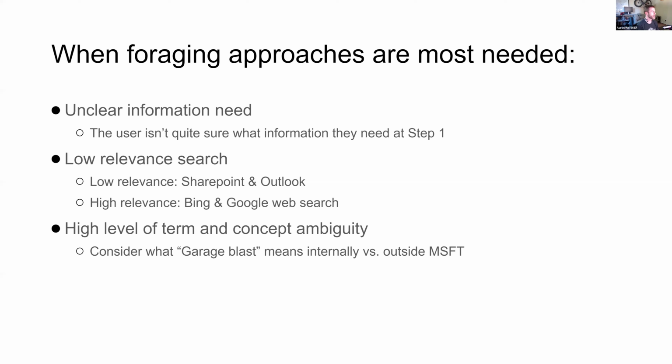I just want to call out that these kinds of approaches are really important when an information need is unclear. When we're dealing with low relevance search, if you've ever searched Gmail or Outlook, you know what I'm talking about. And especially when there's a high level of term and concept ambiguity, like at least inside of Microsoft, Garage Blast has a very particular meaning, and it has nothing to do with the garage exploding. If you search Garage Blast inside of Bing or Google or something like that, you're going to get news articles about people's garages exploding. It turns out Garage Blast is a newsletter, by the way, inside of Microsoft.